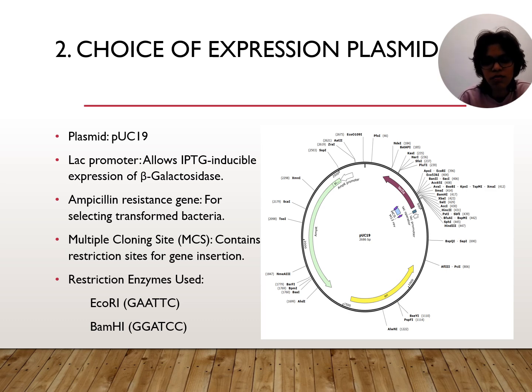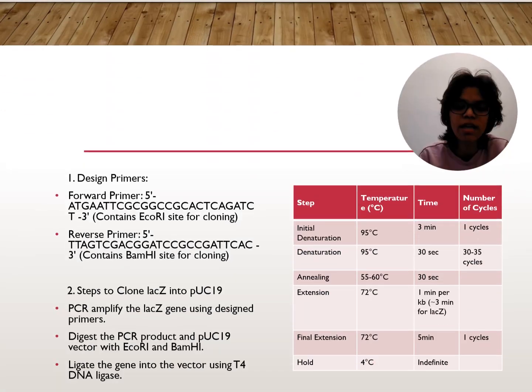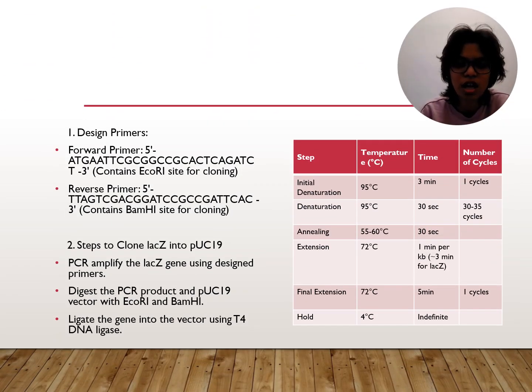So we have two restriction enzymes. One is EcoRI with GAATTC, and the other one is BamHI with GGATCC. And coming to the cloning strategies, the first one is to design primers. We have a forward and reverse sequence. Here we get a forward and reverse sequence from the restriction enzymes EcoRI and BamHI. Using DNA tools, we get this.